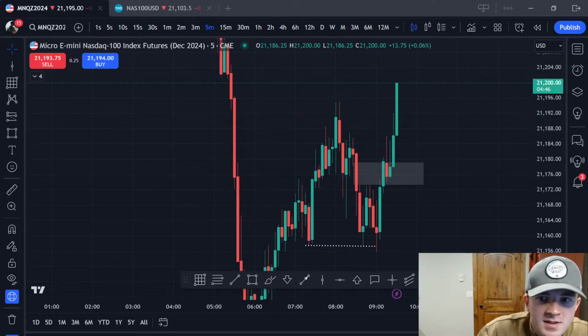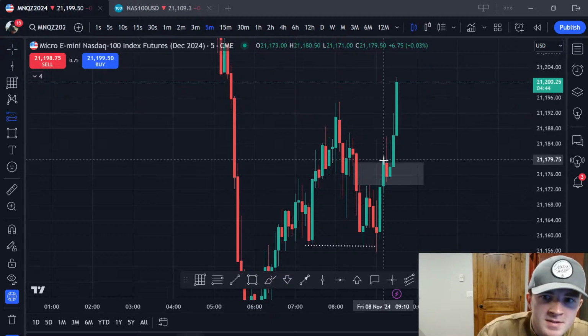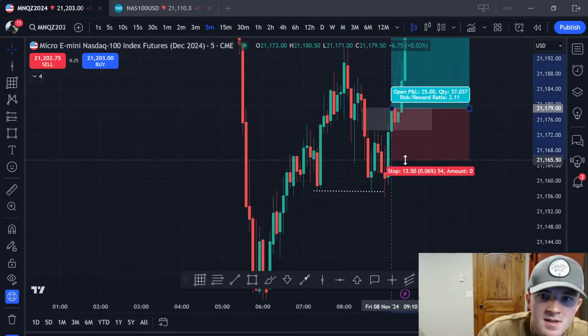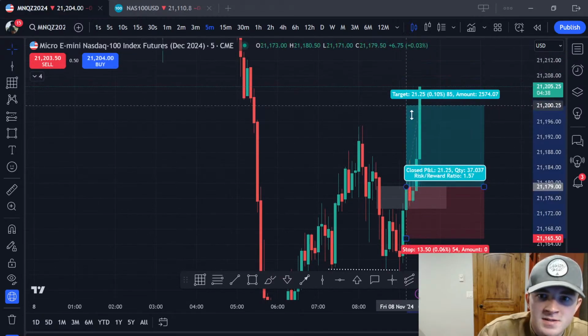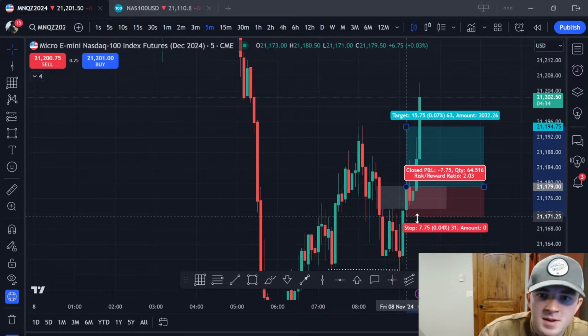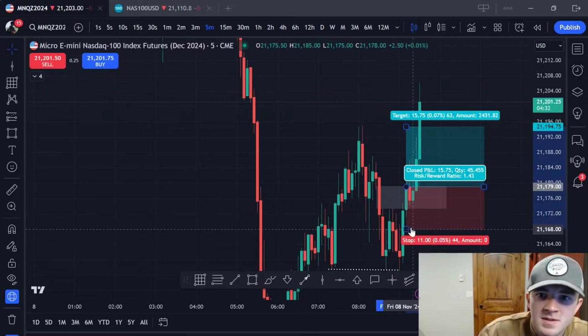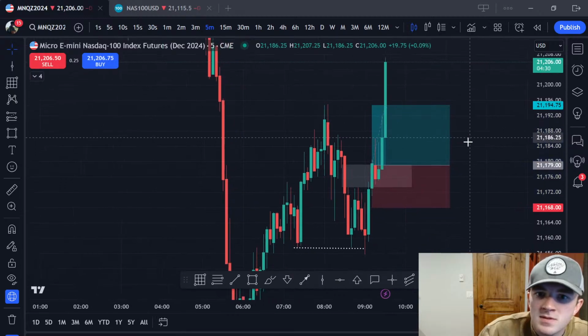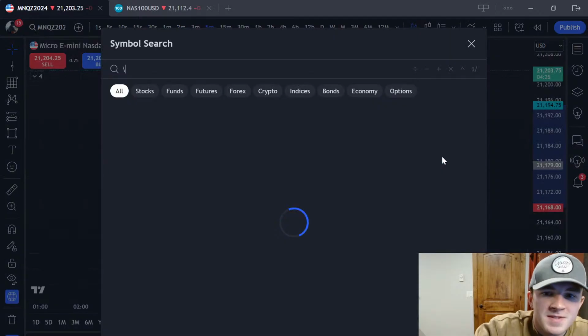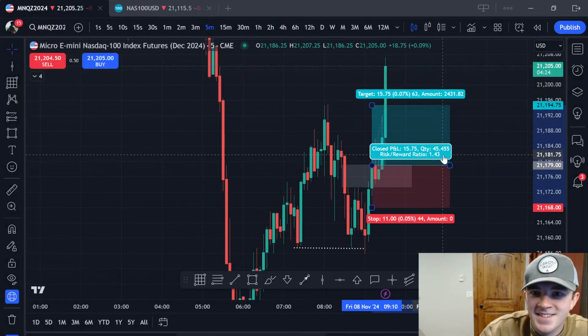Depending where you put your stop loss, I mean, you probably put it below the fair value gap, but that's a nice trade. Depending where you put your stop loss, I don't know. Nice. I love that.